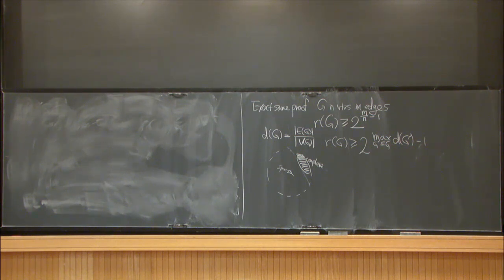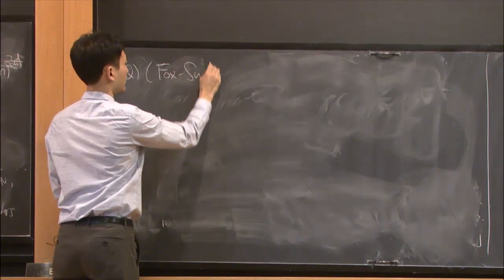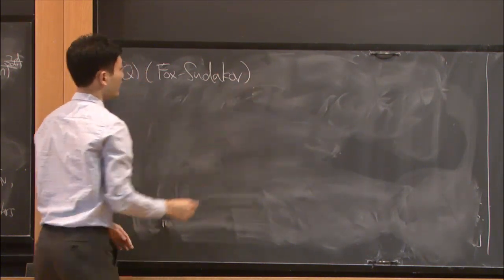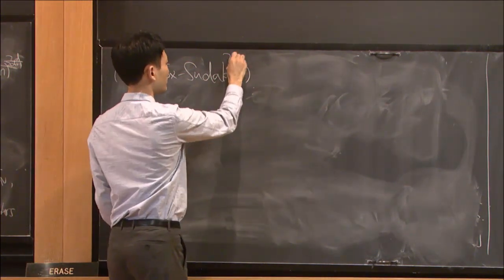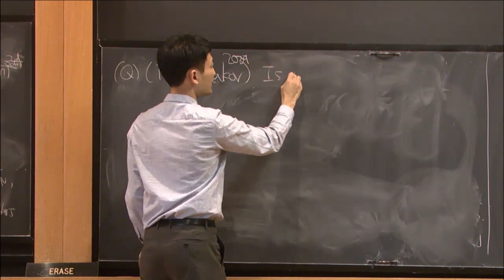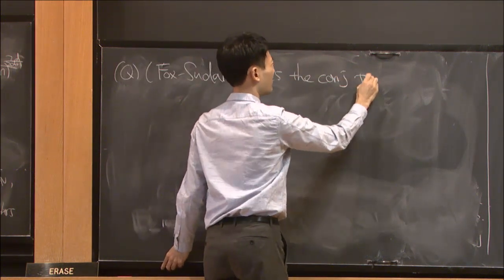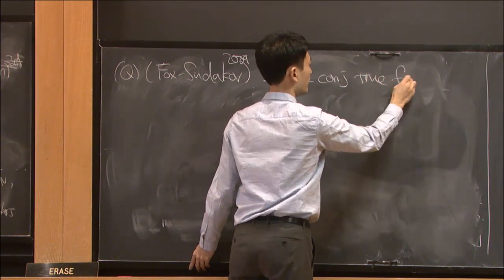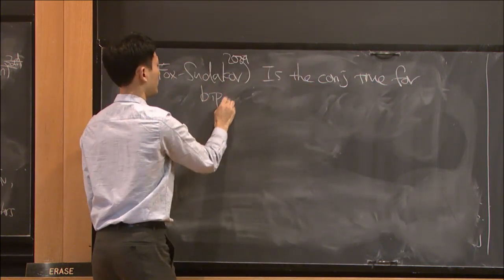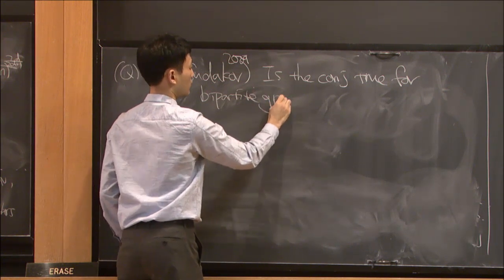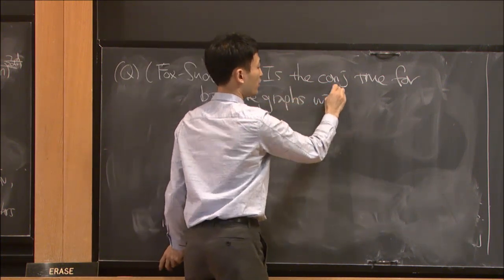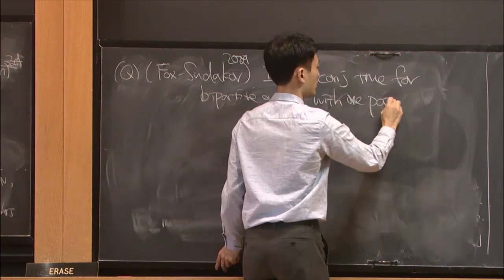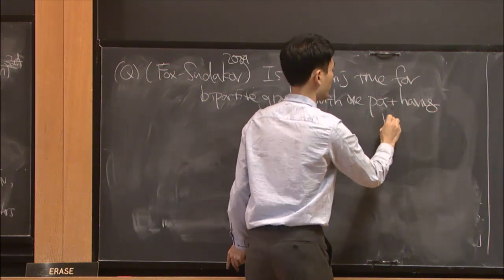So how I first got interested in the problem is because there was this toy case asked by Fox and Sudakov. They asked in 2009, is the conjecture true for bipartite graphs with one part having bounded max degree?